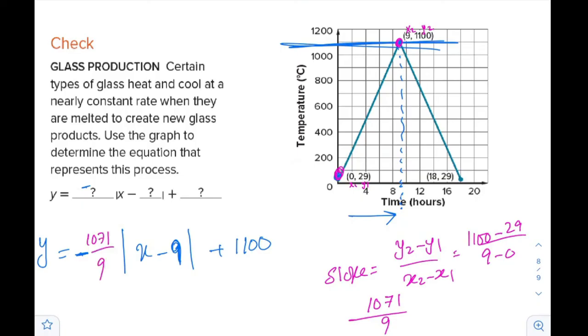You can divide. This will be negative 119. Finally, you will write x minus 9 because it has been moved 9 units to the right, plus 1100 because it has been moved up. And this is your function that we are looking for.